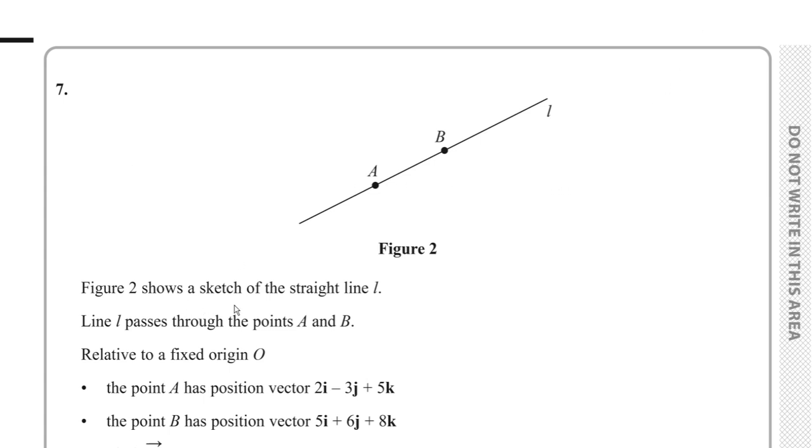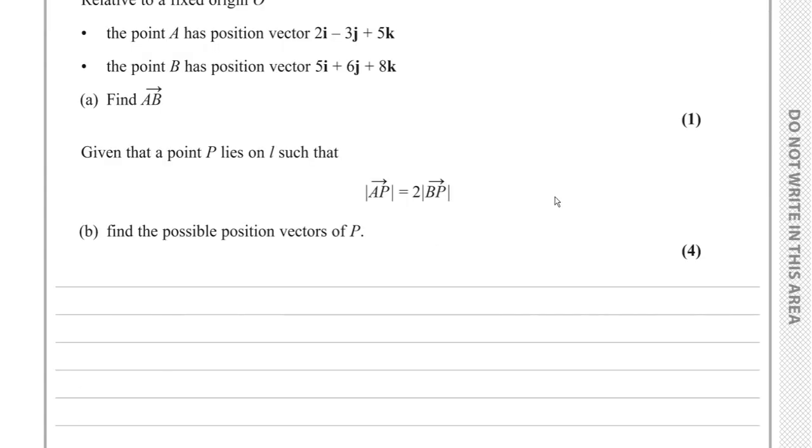Figure 2 shows a sketch of the straight line L. Line L passes through the points A and B. Relative to a fixed origin, the point A has position vector 2i subtract 3j plus 5k. The point B has position vector 5i plus 6j plus 8k. Part A. Find the vector AB.